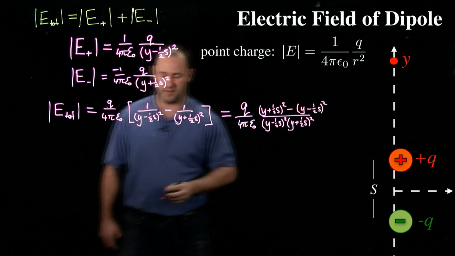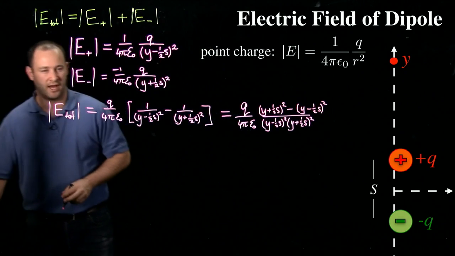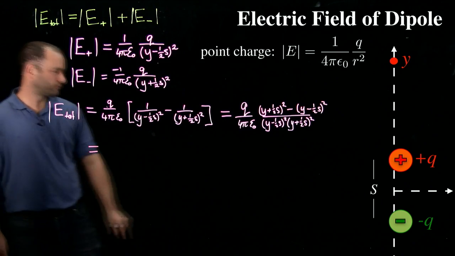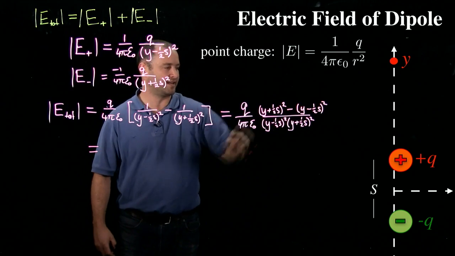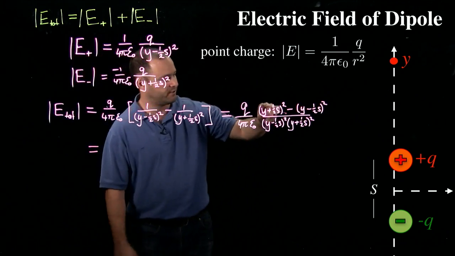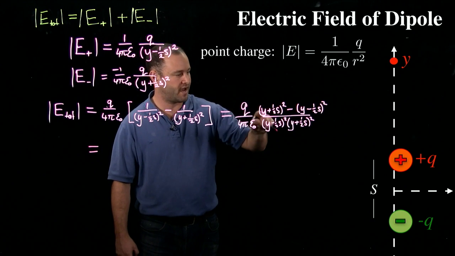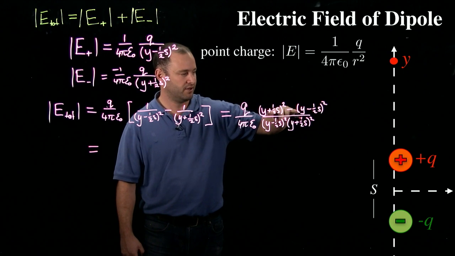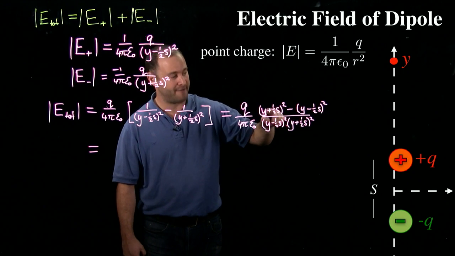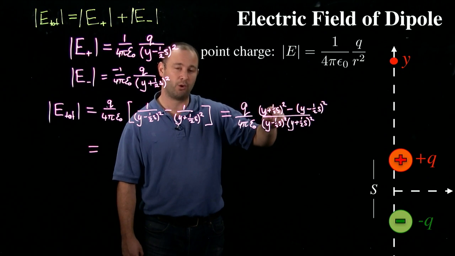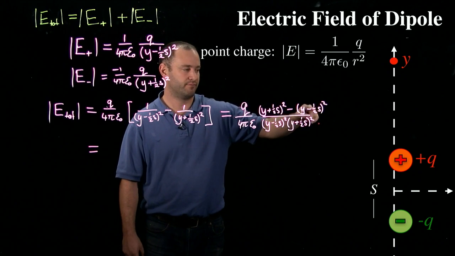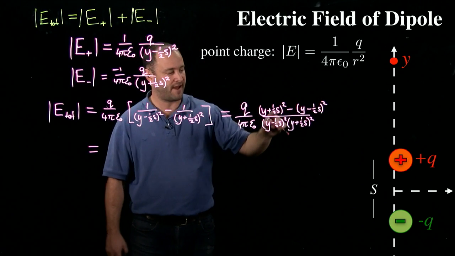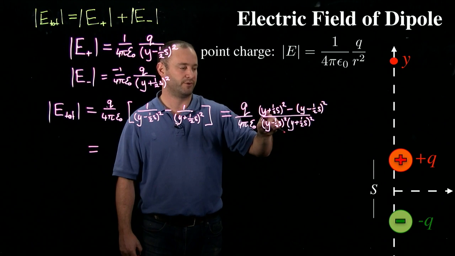And the reason I want to get through this is that we're going to quickly work out some of the properties of this electric field around a dipole. Okay, so now I can expand my brackets and I can cancel things out. You can see that I'm going to get a y squared term from here, and a y squared term from here. There's a minus there, so they cancel. Likewise, I've got a half S all squared, which gets me a quarter S squared, minus plus half S all squared, so they cancel.